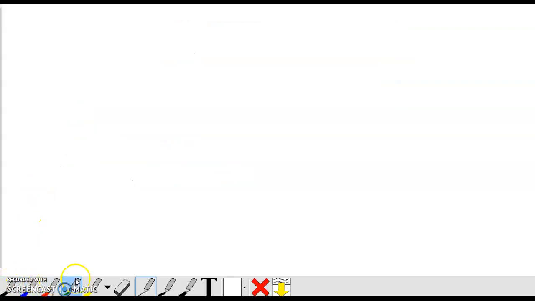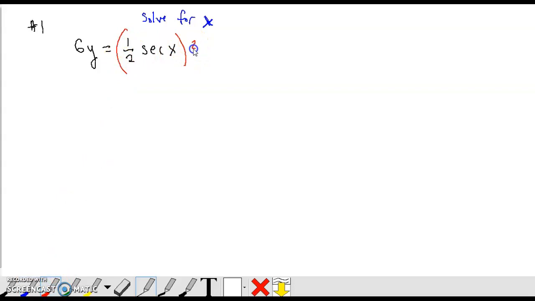So what does that look like? All right, so here we go. Example number 1 on these types of problems. So I say 6y is equal to 1/2 the secant of x, and we are going to solve for x on this problem. Because if we solve for y, it'd be super easy. Just divide everything by 6. So we want to isolate the secant of x. So I'm going to multiply this side by 2, and I'll multiply this side by 2. So this will become 12y is equal to the secant of x.